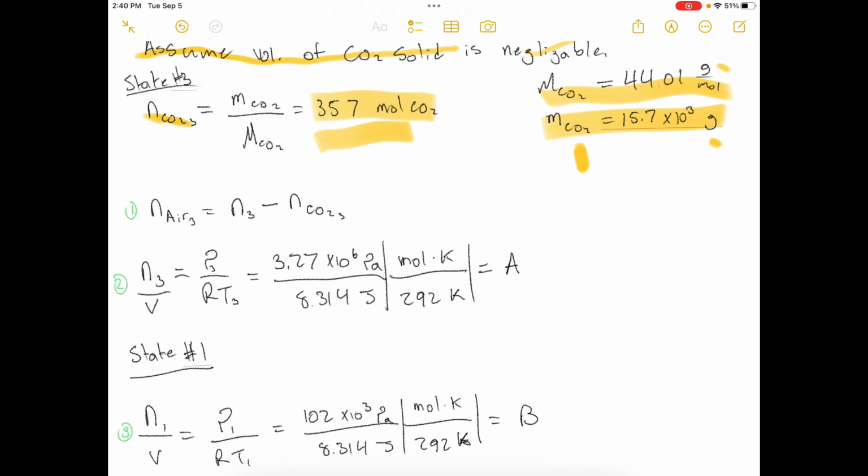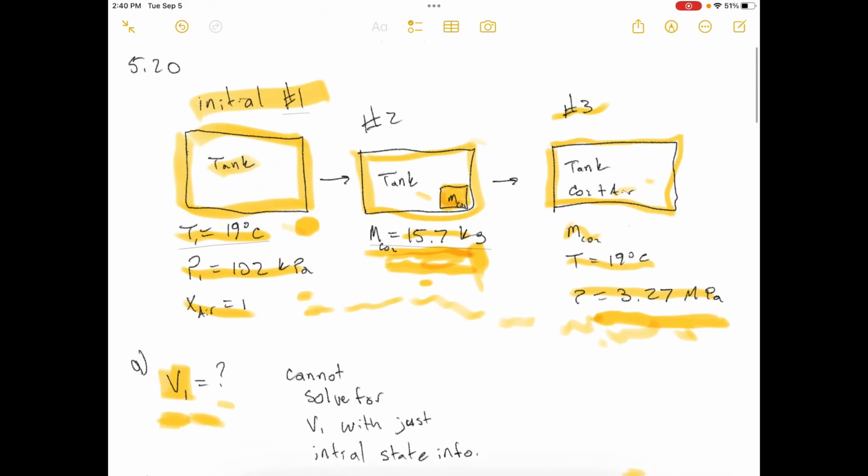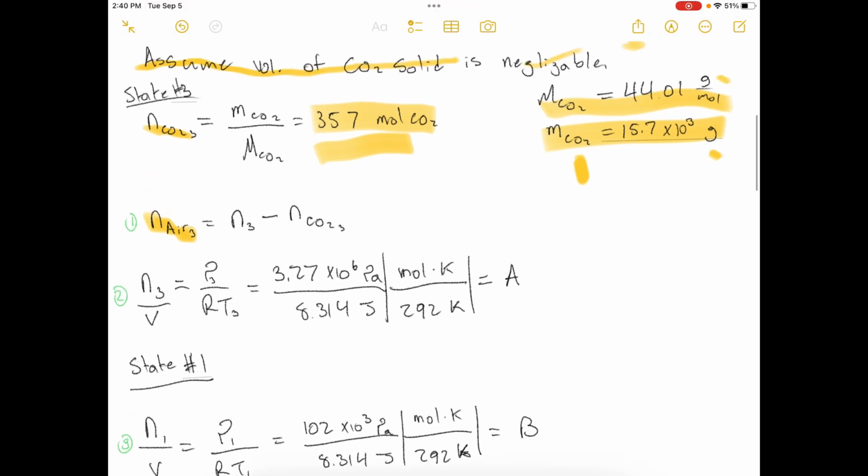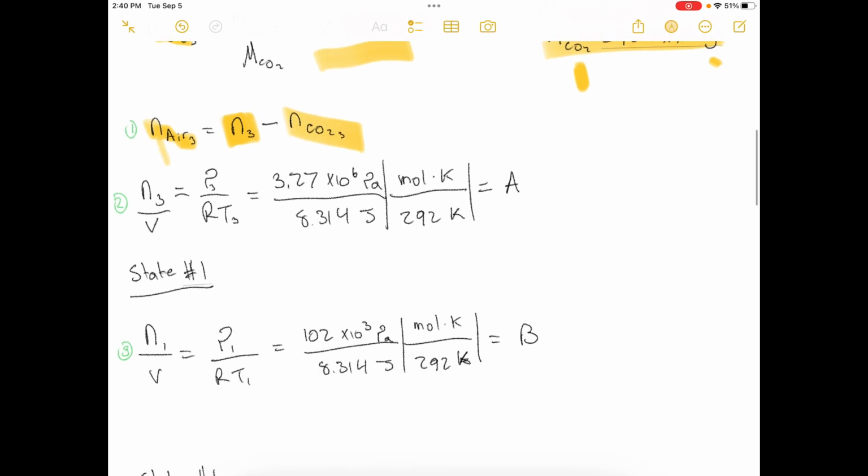Okay, so how many moles of air are in state 3? Because now we know how many moles of CO2 are in there. Well, it's however many moles there are total in there minus how many moles of CO2 are in there. That's how much air is in there. And then we also have the ideal gas law we could use for how many moles are in state 3. Because we know the pressure and we know the temperature, but we don't know the volume of the tank, obviously, so we can't actually calculate how many moles are in state 3. But we do know this ratio, so that might come in handy.